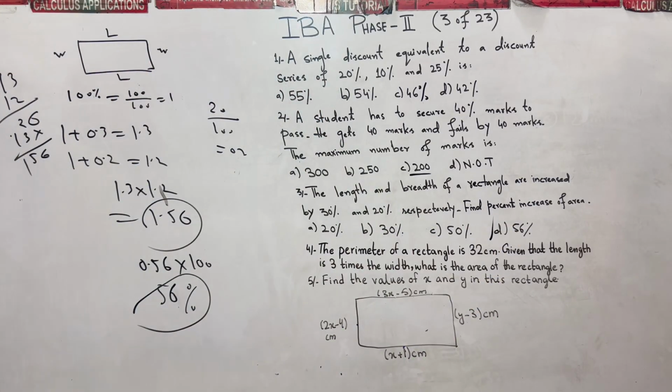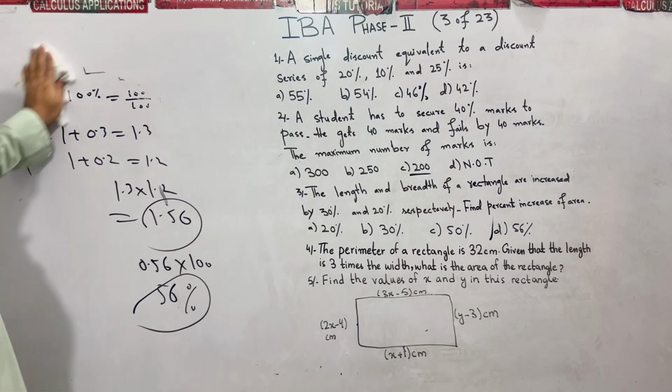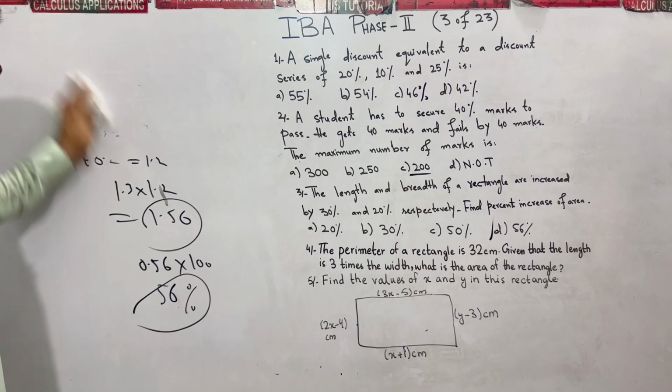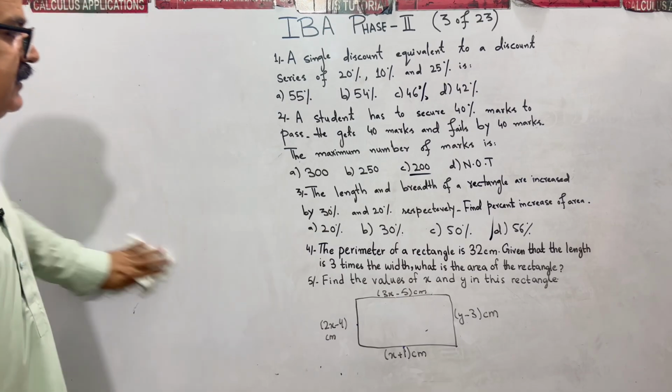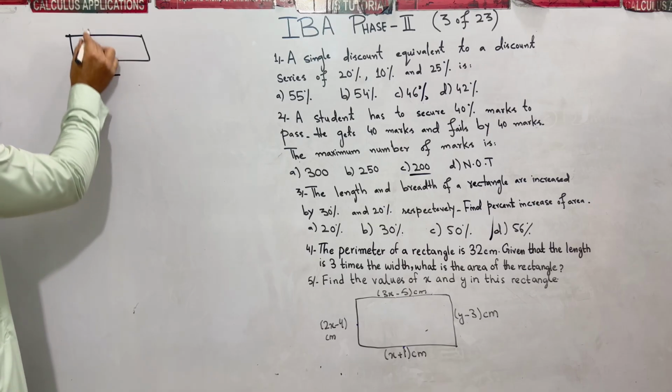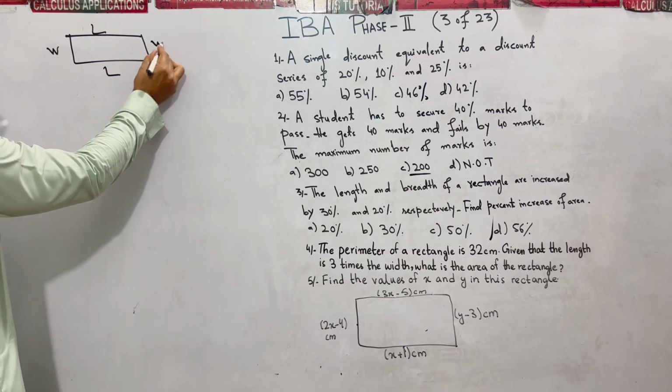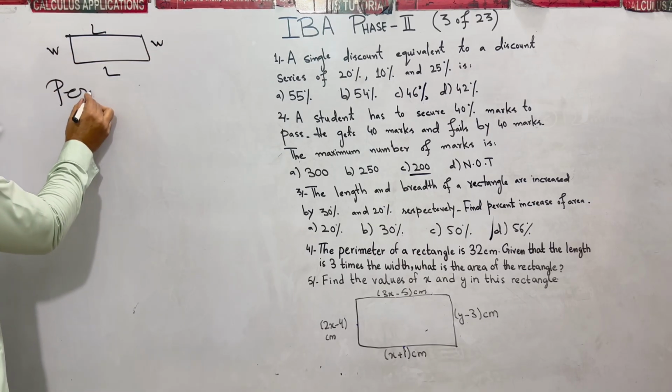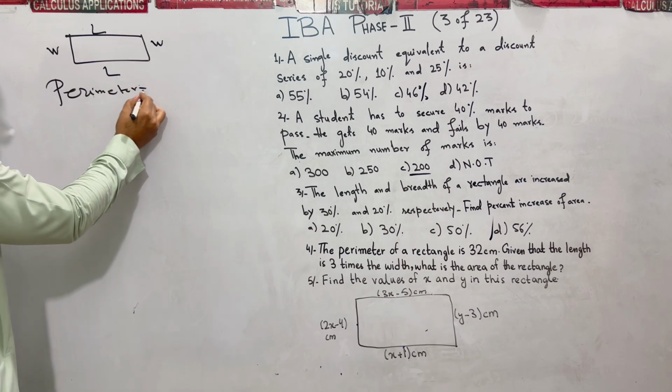Okay. Moving towards the next question. The perimeter of a rectangle is 32 centimeters. Perimeter means sum of all the sides. Let me draw again: perimeter of a rectangle, length, width or breadth. Perimeter is the sum of all sides.